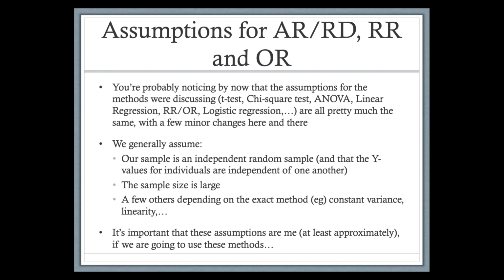Constant or equal variance was an assumption in the two-sample t-test and analysis of variance. We assume linearity for linear regression, and a few others that change slightly. Independent observations and a large sample are always there. So it's important that these assumptions are met, or at least reasonably met, if we're going to use these methods. In reality, assumptions are never perfectly met, but we want to be able to assume that individuals are independent enough that we can work with it, and our sample size is large enough that we can work with it.